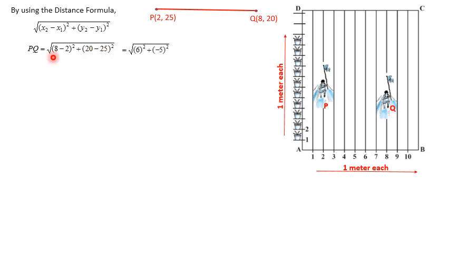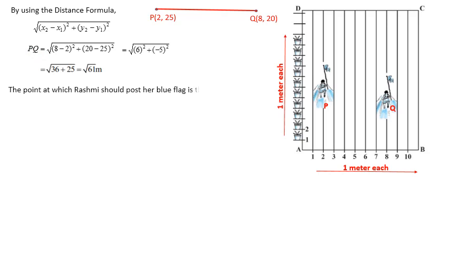Calculation part: 8 minus 2 is 6. 20 minus 25 is minus 5, squared. Calculation again: 6 square is 36, minus 5 square is 25. So 36 plus 25 is root 61 meter. That is the length of PQ.